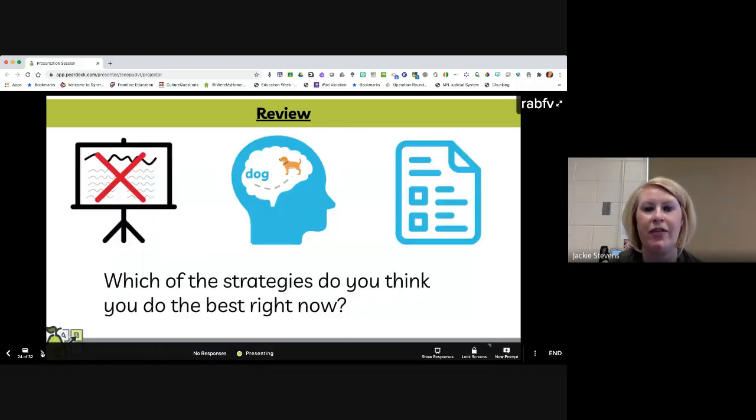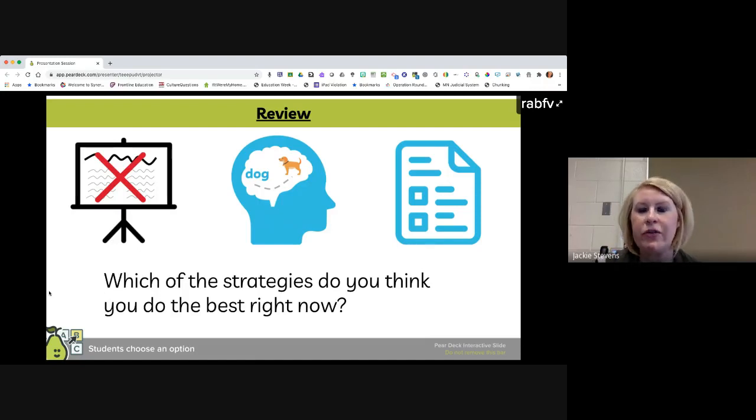All right, so we've gone over 3 of them. We went over text and speech, we went over images and speech, and then spatial layout. So a quick question on your Pear Deck screen there is, which of those strategies do you think you do the best right now? Do you have consistent spatial layout? Do you pair your images with words? Or do you avoid having a lot of text on handouts and avoid talking while they're looking at that?